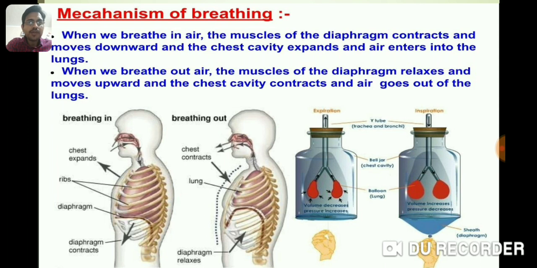When we breathe out, the muscles of the diaphragm relax and move upward. The chest cavity contracts and air goes out of the lungs. This is called expiration or exhalation. Both inhalation and expiration constitute our breathing process.